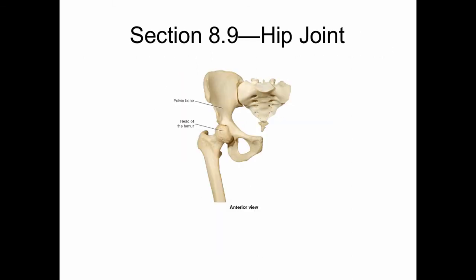The femur and pelvic bone meet in the ball and socket hip joint that's formed by the femur and the acetabulum of the pelvic bone. All three bones of the pelvic bone, the ilium, the ischium, and the pubis, compose the acetabulum.